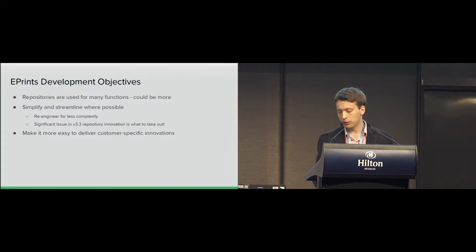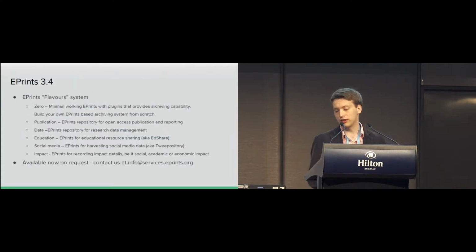So with that in mind, we've got the idea of ePrints flavors. We've got a number of different flavors in the pipeline at the moment, some of which have actually been produced, I guess. And we're always looking for new ideas for flavors. So at the basics, we have this zero flavor that is very basic, doesn't really do very much, but you can build whatever you like on top of it. We've got the publications flavor, which is very much your traditional ePrints experience. We've got a data flavor, which is for research data.